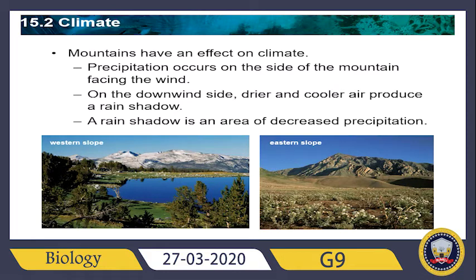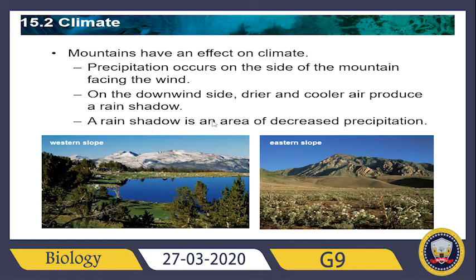So, this is a mountain. This is the eastern slope, and this is the western slope. You will notice that precipitation here occurred on the side of the mountain facing the wind, because this side is facing the wind. So, the other side is drier, with cooler air. You will find here a rain shadow. Not in this picture, but you will find it regularly, usually on this part of the slope.